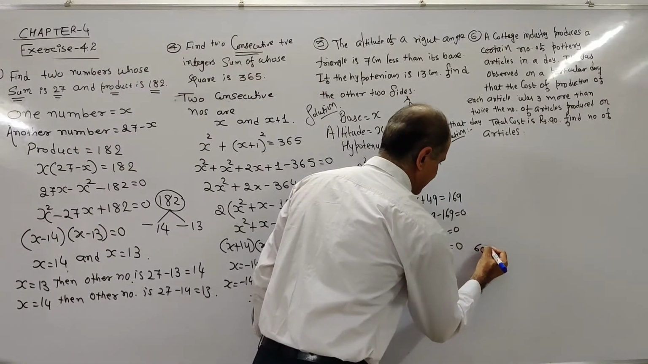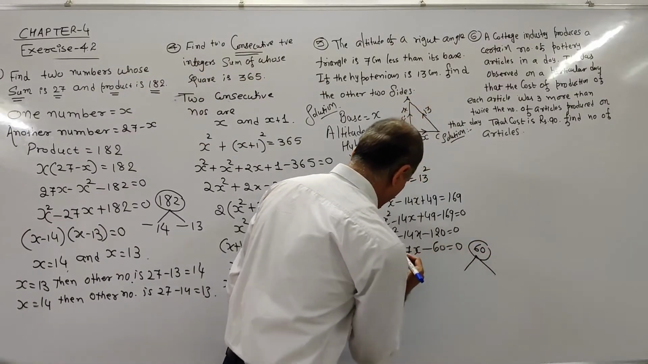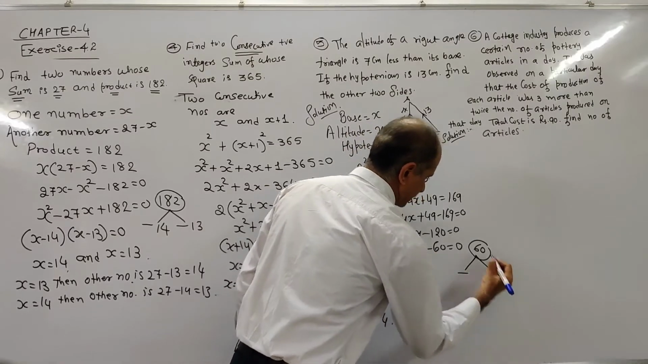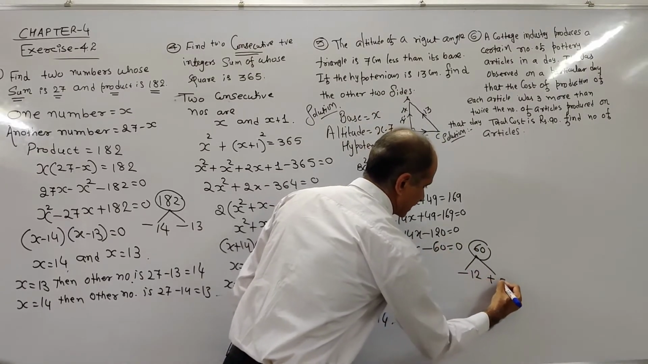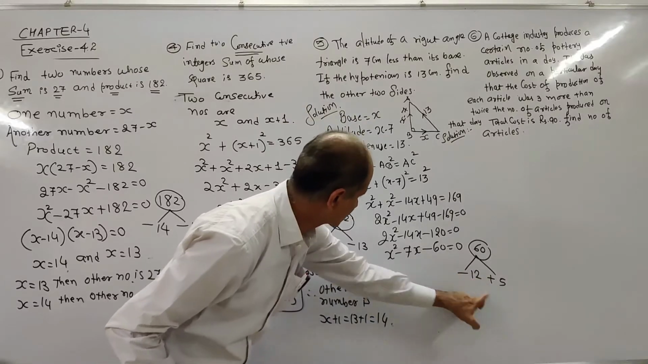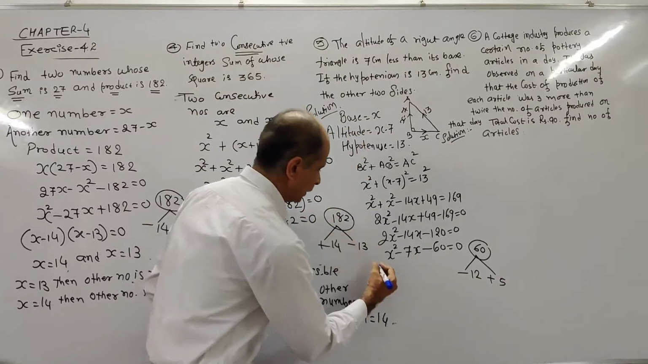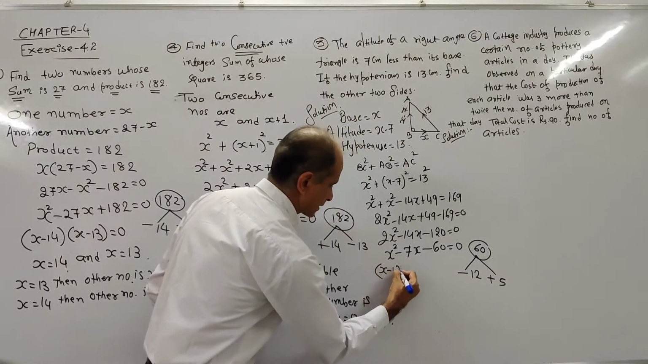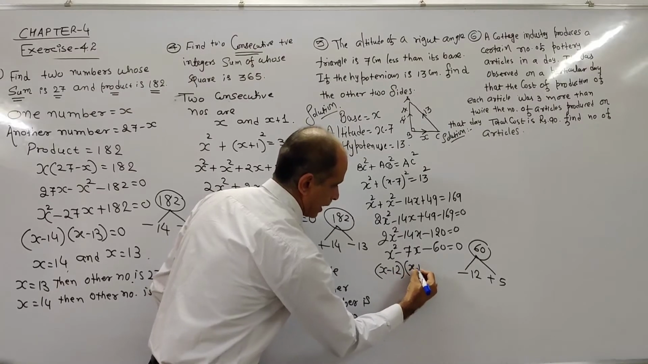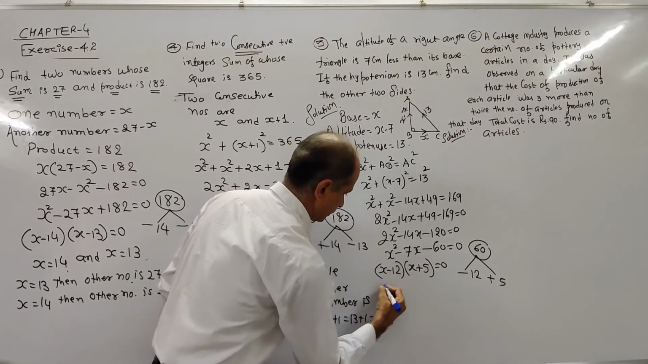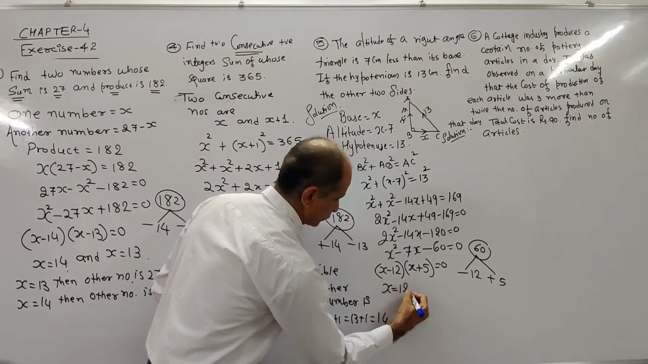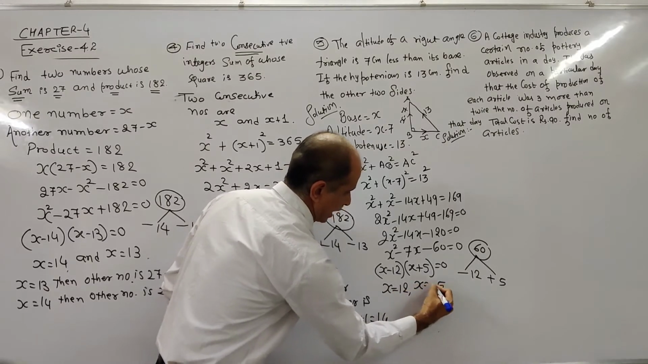So factorize 60 into parts. Minus minus is equal to minus plus. So 12 times 5 is 60. Minus 12 plus 5 is equal to minus 7. So you can write (x minus 12)(x plus 5) is equal to 0. So x is equal to 12, x is equal to minus 5.